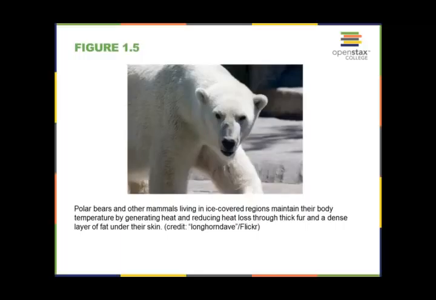The polar bear here is an example of a mammal that is able to do homeostasis to maintain their body temperature. They're going to generate heat through muscle use. They're also going to reduce heat loss through having thick fur and lots of body fat underneath their skin.